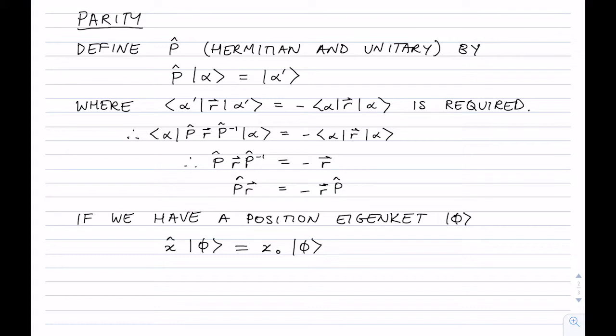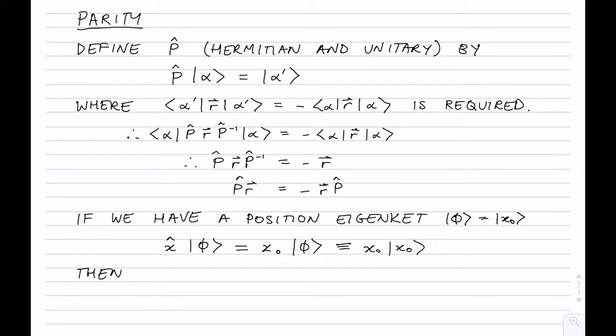Okay, imagine we have a position eigenket phi, that is an eigenket of position, such that when I use the position operator on phi, I actually get the position x naught times phi itself. Then I might say, well, a good way of writing phi is just by the quantum number that it has, which is phi naught, x naught. So I'll say that my position eigenket is just x naught.